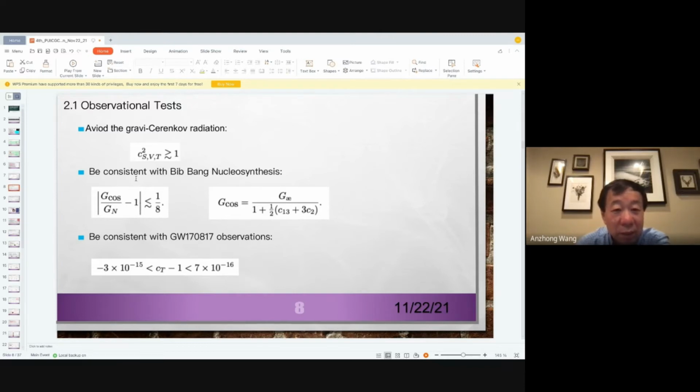Then we also have the Big Bang nucleosynthesis requirement, because in this theory, you will see the effective Newtonian constant, which we call G cosmo, is different from the Einstein case, and depends on the coupling constants c1, c3, and c2. So this is one requirement. Another one is that the gravitational wave event GW170817 tells us the speed of the tensor modes is almost equal to the speed of light. So this is a constraint.